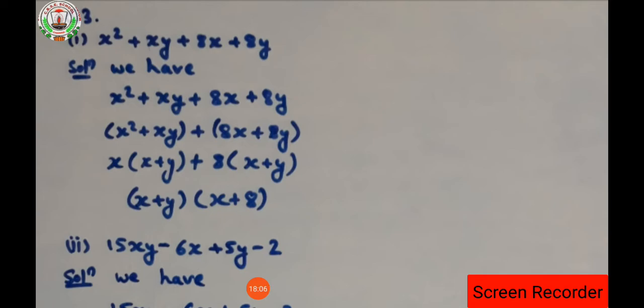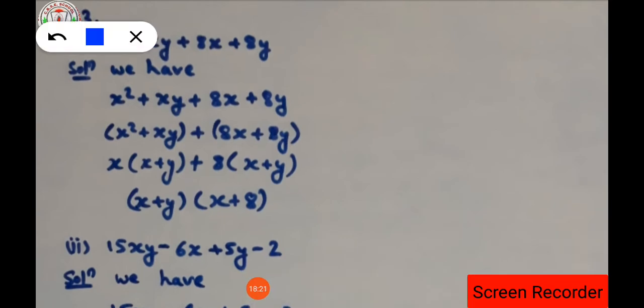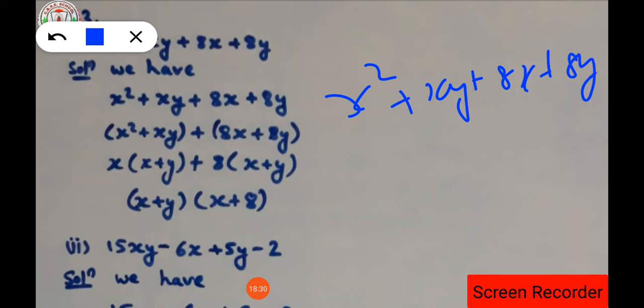This is the question. In question number 2, we expanded the terms and then we took the common, isn't it? So suppose it is said to factorize the terms, and we have 4 terms like x square plus xy plus 8x plus 8y. These are the terms we have, isn't it? So first we have to see the terms. Look at the terms very carefully, isn't it?